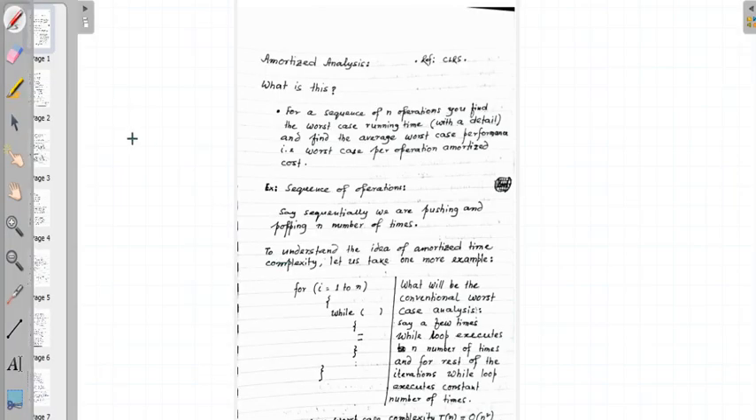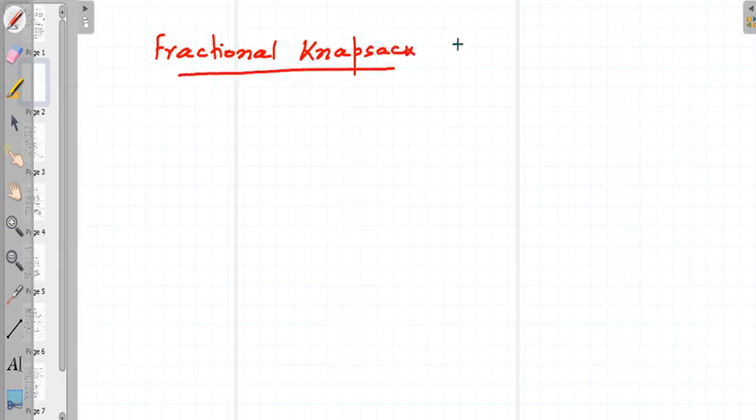Okay, so we will discuss amortized analysis today. But before that, as we were discussing the fractional knapsack problem, we have seen that if we are going by the VI by WI ratio, then we are getting this optimal behavior.